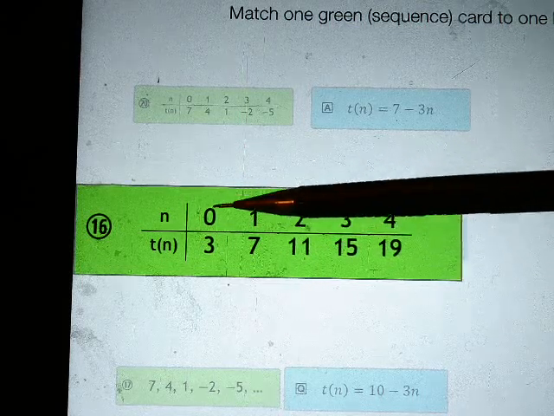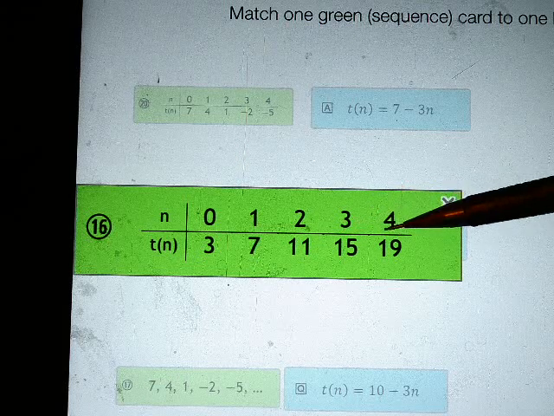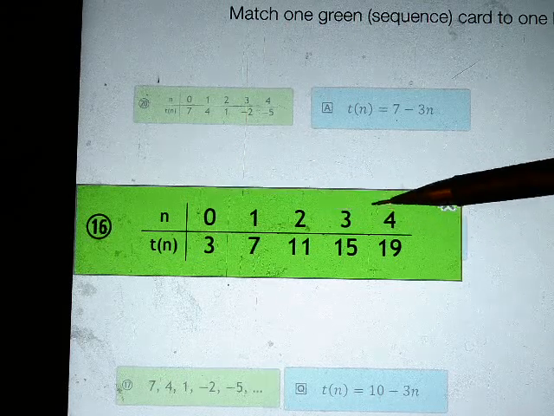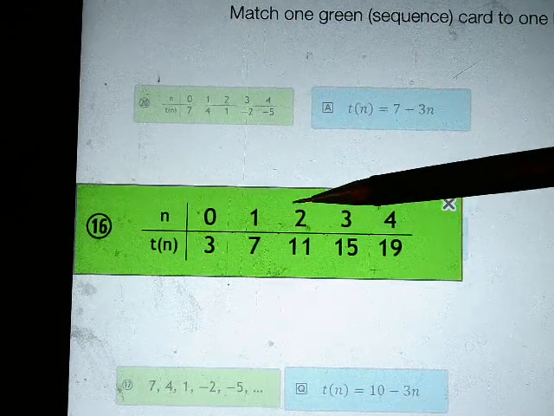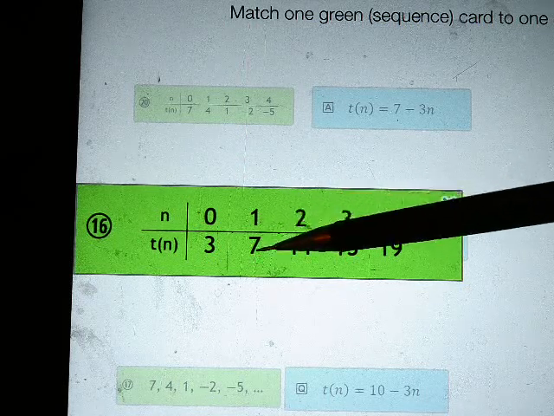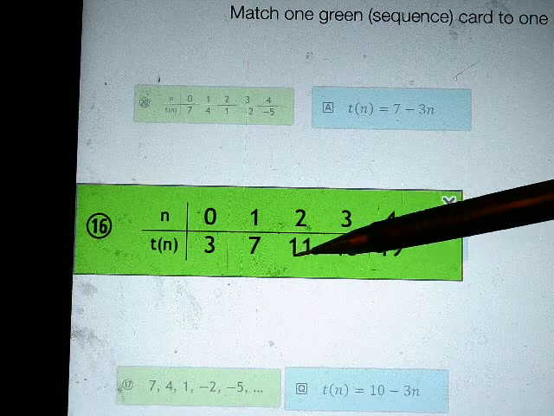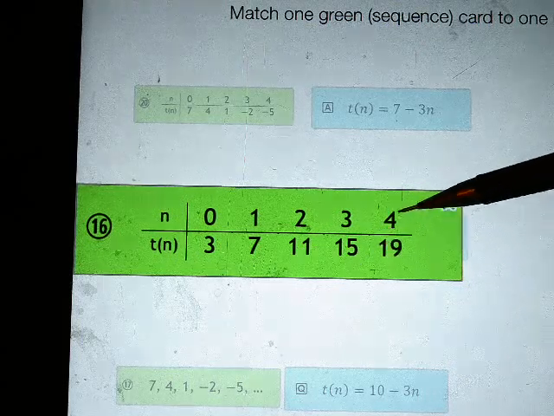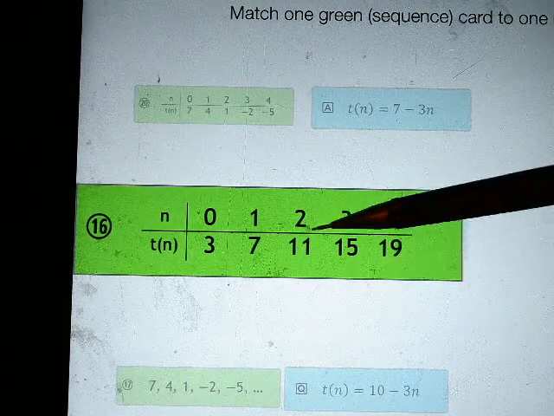In case you're curious, the top row of numbers isn't really part of the sequence. The top row actually just tells you which terms in the sequence we're referring to. So we would say in this sequence, for example, the first term is 7, the second term is 11, the third term is 15, the fourth term is 19. That's what the table means.